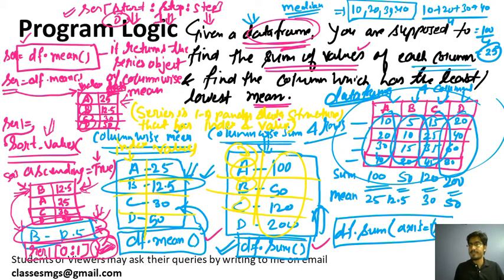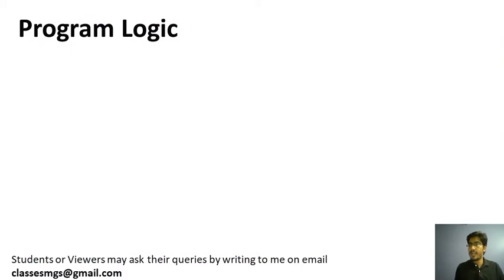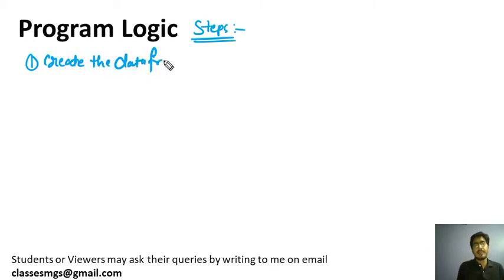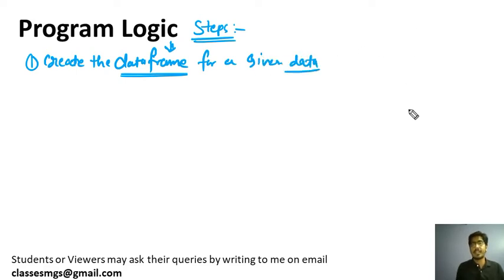So I am writing the steps here. Steps are very important to understand. Step one: create a data frame. Now you should know how to create the data frame. I am not going to tell you again how to create a data frame using a 2D dictionary; I already told you in the last two practicals how to create a data frame from a given table. Create a data frame for the given data, like I have shown you in a table.